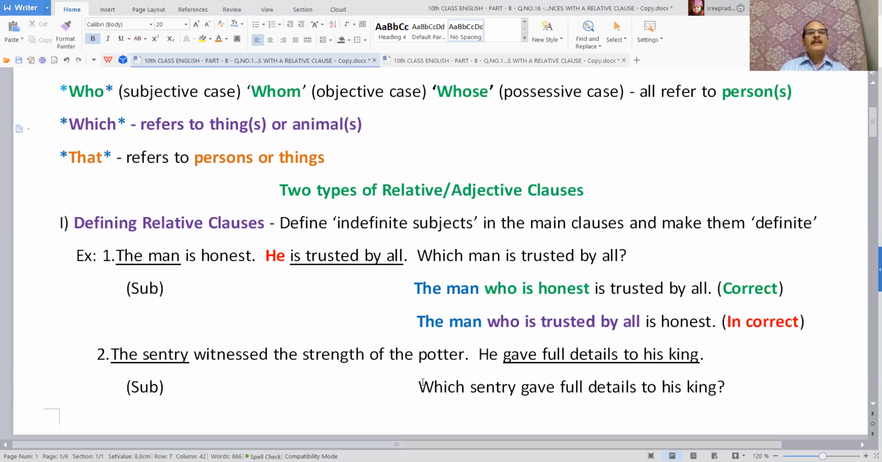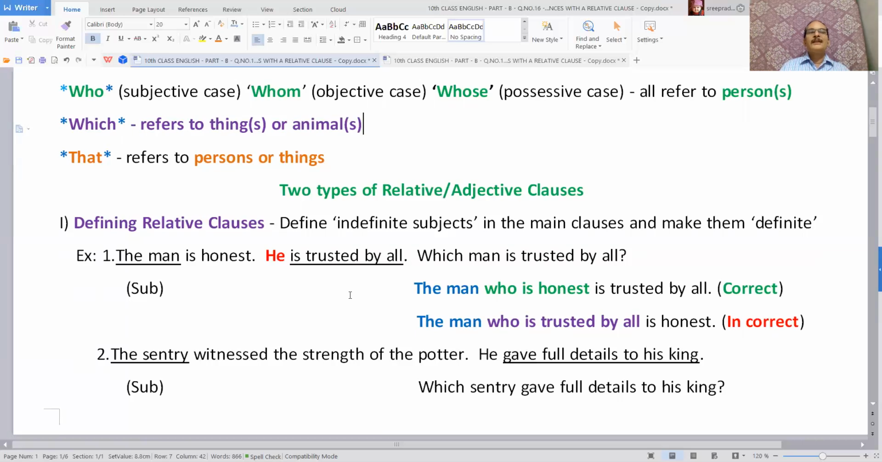For example, look at this example. The man is honest. He is trusted by all. Here, in the first sentence, the man is the subject. In the second sentence, he is trusted by all. So this is actually the main clause. The man is trusted by all is the main clause.